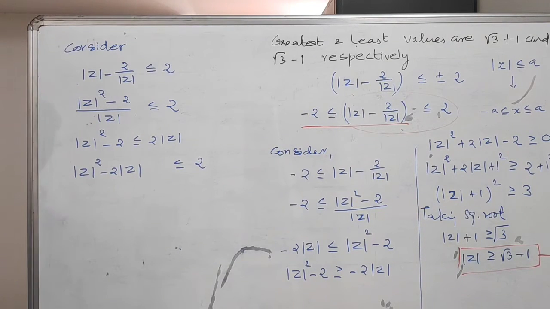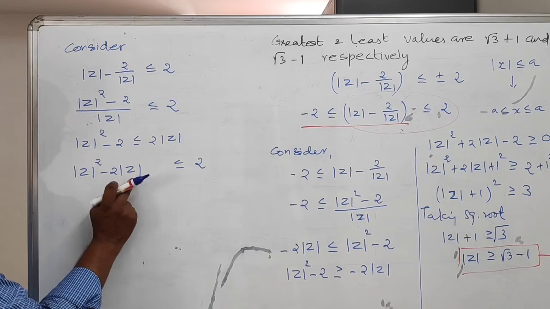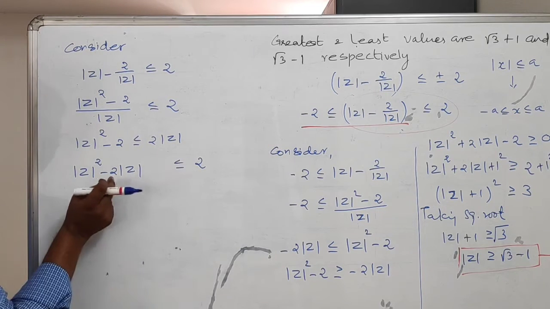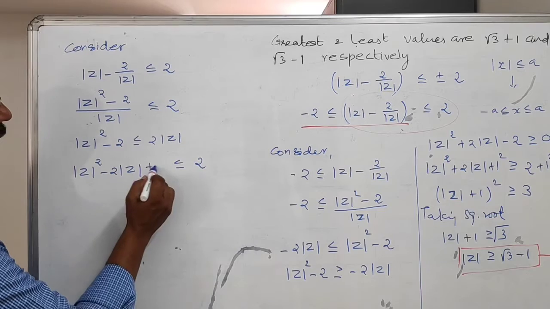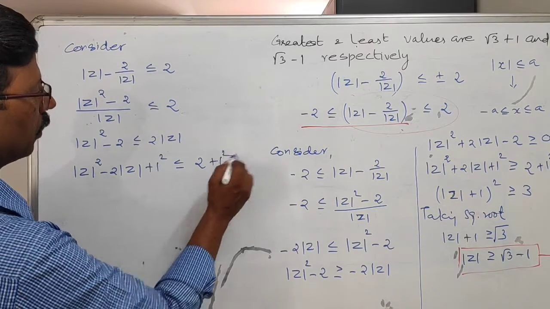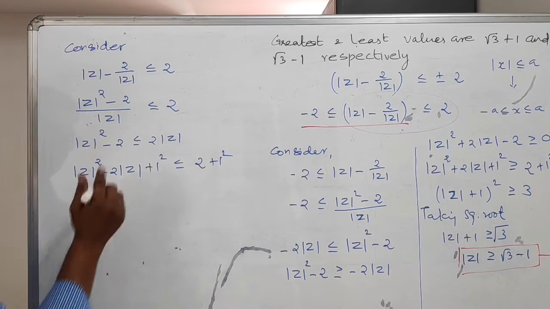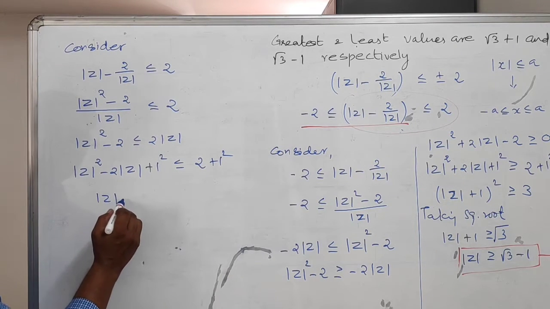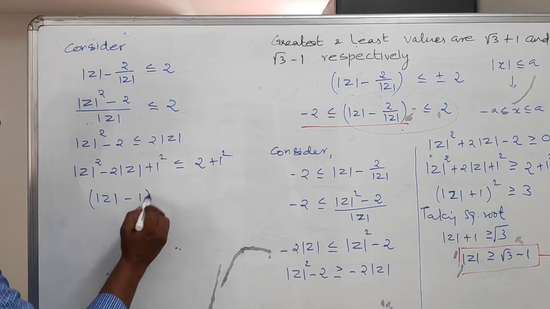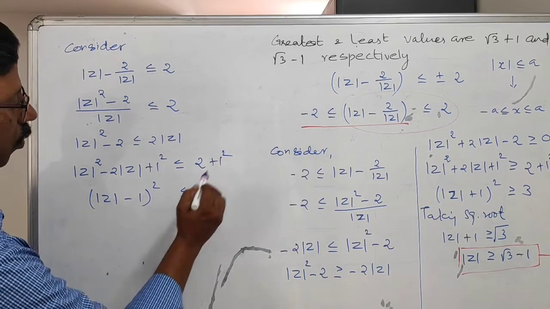Now here also it is incomplete. a² − 2ab + b² is missing. b² is half of this 2, that is 1. You can add 1² on both sides. Now we are getting this is (a − b)², meaning (|z| − 1)² ≤ 3.